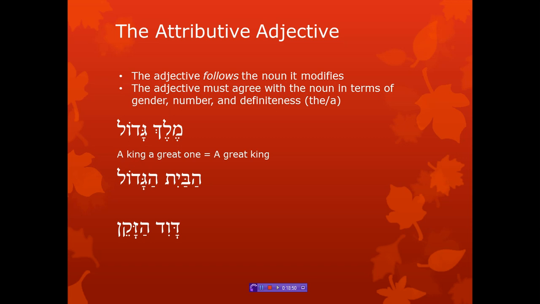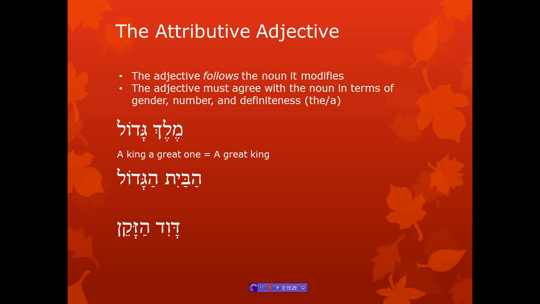There's no definite article, so we don't know which particular king, or if there is even a specific king in mind. This simply means a king, a great one, a great king is how we would translate this into English. And you'll notice that the gadol, which is the adjective, agrees with the noun in terms of gender, right? This is a masculine form of the adjective, and it agrees in number, it's singular, and it agrees in definiteness. There's no definite article on melech, so there is no need to have a definite article on the adjective.